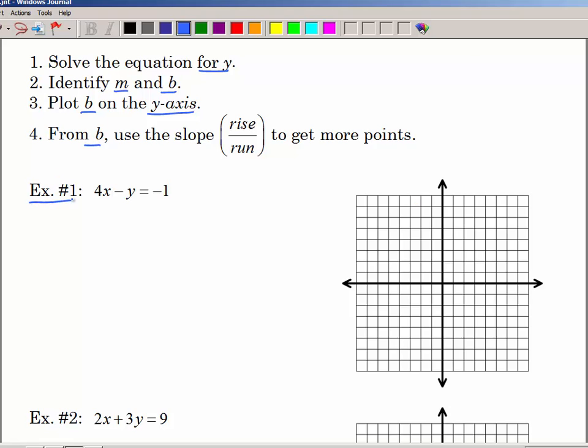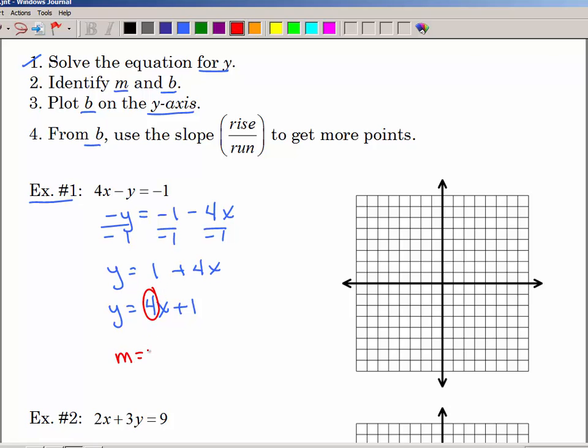So for this first example, we're going to solve for y. So let's see, I can move my x over to the other side. And then I need to divide by -1. And I'm going to go ahead and rearrange that and put that in y equals mx plus b form. So m is always the number in front of x. It does not include the x. And b is the other number that's not by x. So b is always going to go on the y-axis.